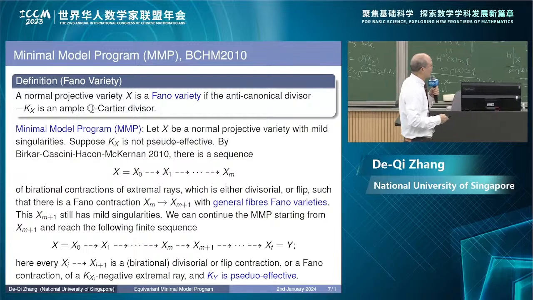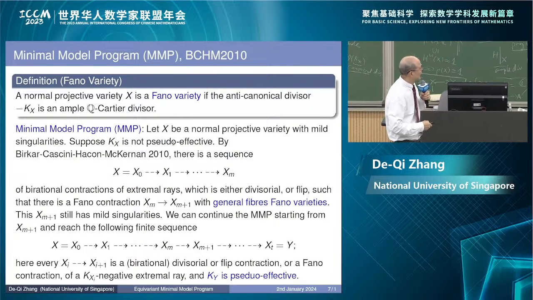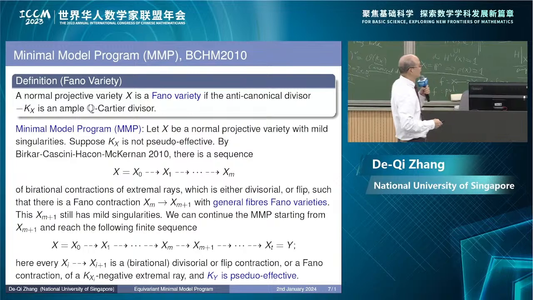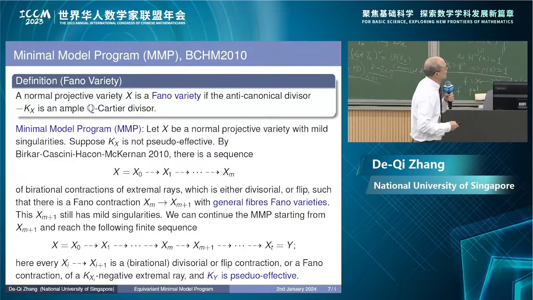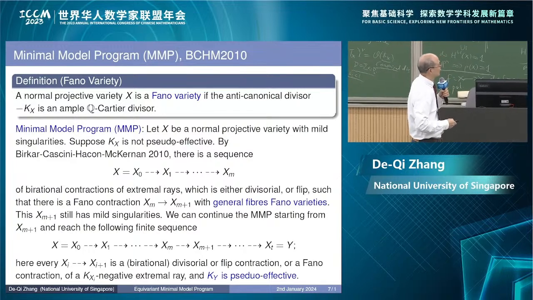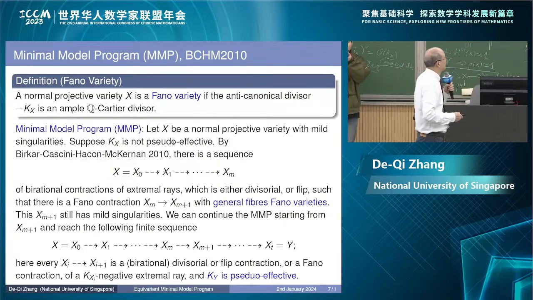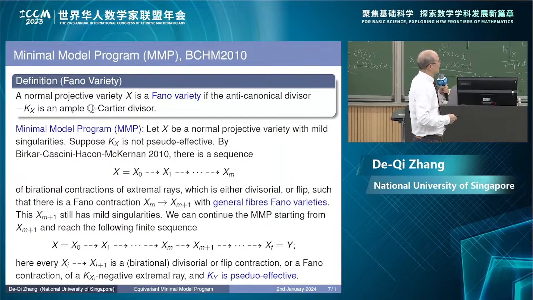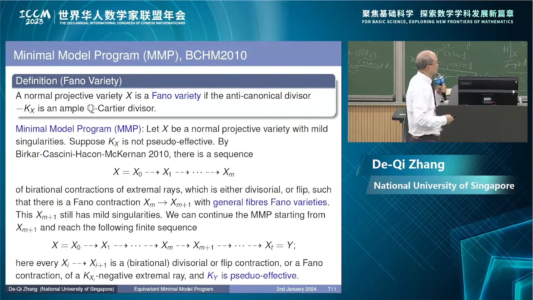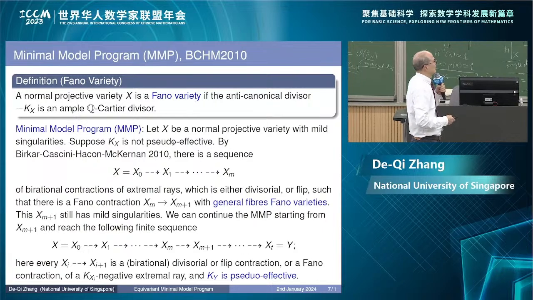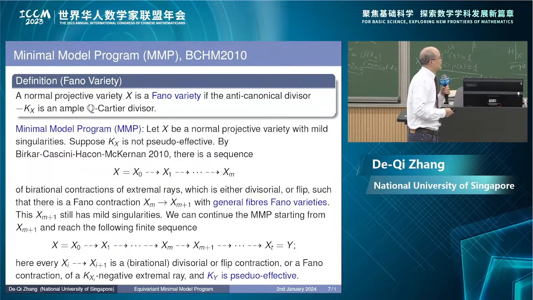Then the minimal model program, the short form is MMP. The other name is called Mori program. So it says that you start with X a projective variety with singularities not so bad, called Kawamata log terminal as mentioned in the previous theorem. And then you can run this MMP assuming that the canonical divisor is not pseudo-effective, is not effective. So it's kind of opposite. It's kind of minus K is effective, but anyway, the canonical divisor is not a limit of effective divisors. Then you can run MMP.